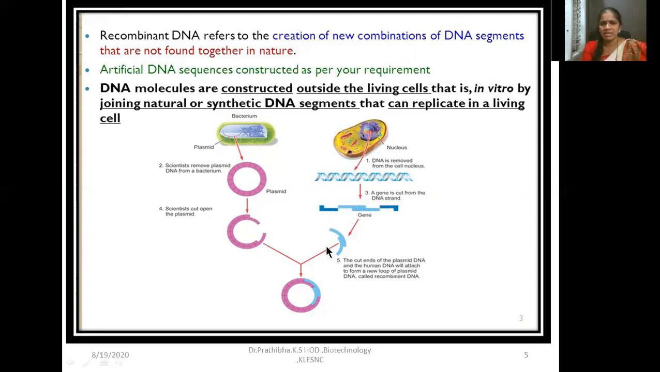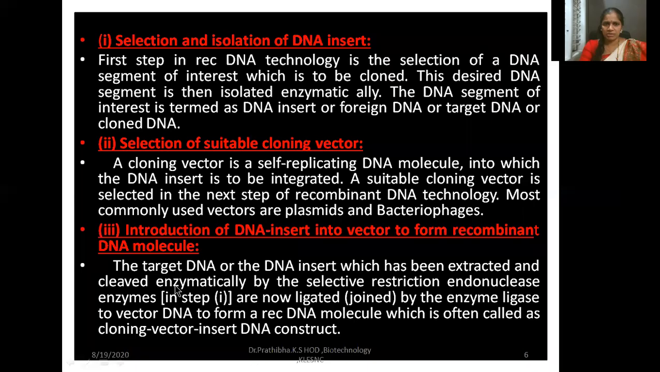Now this DNA acts as foreign DNA or desired DNA or target DNA or insert DNA. And from this side we have chosen the plasmid or vector DNA. This vector is cut by using the restriction endonuclease enzyme. Now in the presence of DNA ligase enzyme, the vector DNA and this desired DNA will be sealed, and this is the recombinant DNA molecule or recombinant DNA vector.